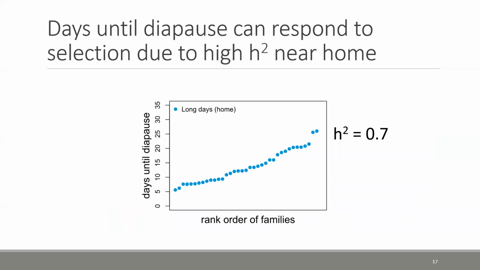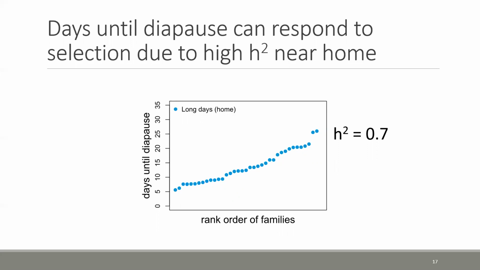So this plot shows the mean days until diapause for each half-sibling family. And these are just in order from least to greatest to help with visualizing this trait. Our results show a lot of variation between families in the number of days it took them to start diapausing in the home environment. So it took families between 5 and about 25 days to enter diapause at the home environment. And all of this variation resulted in a very high heritability of 0.7, which indicates that there can be a strong response to selection when the beetles are near their home environment.